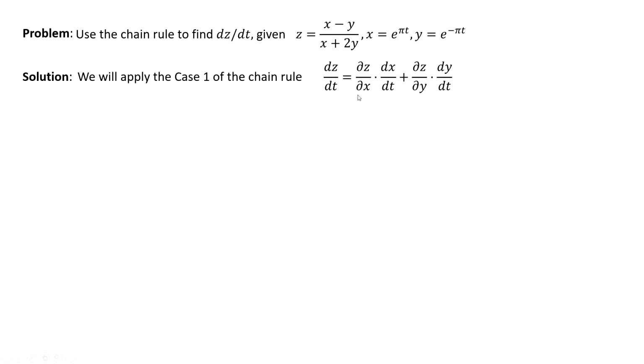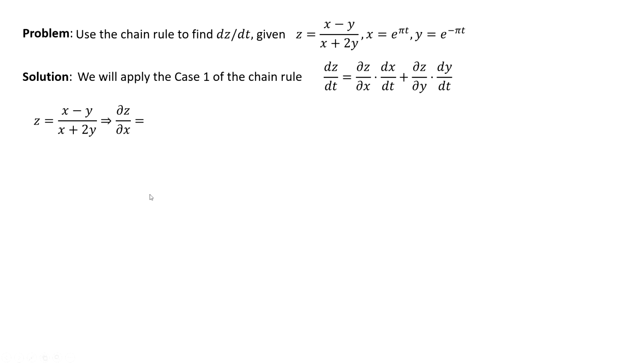Okay? All right, so what is that? dz dt is, like I said, partial z with respect to x times dx dt. So would you agree it's all pretty straightforward? You need partial z with respect to x. Can you figure that out? Yep, you know z as a function of x and y. We know exactly how to find partial z with respect to x. Similarly, dx dt, x is e to the pi t. We know exactly how to find dx dt, and similarly the other ones.